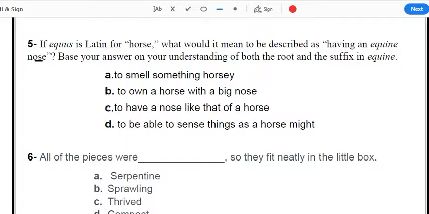To smell something horsey, or to own a horse with a big nose. To have a nose like that of a horse. To be able to sense things as a horse might. Of course, it means to have a nose like that of a horse.